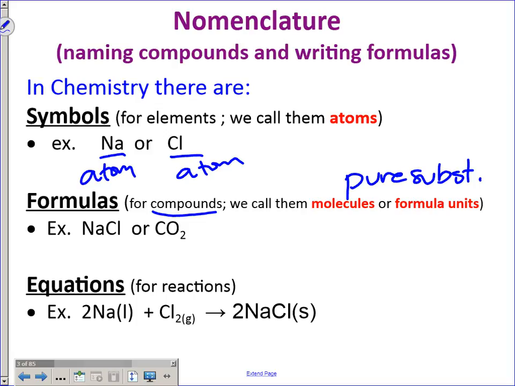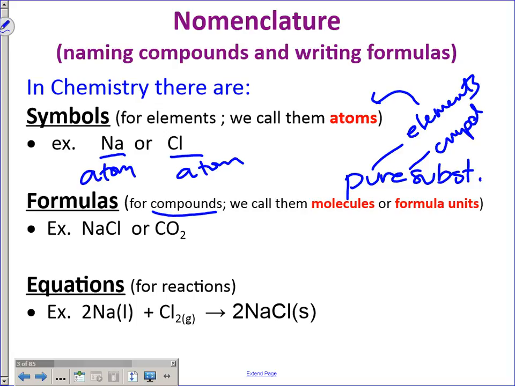Now that we know those categories, pure substances were initially just elements or compounds. Well, here are our elements up here, just written as a symbol, and here are our compounds as we start to combine the atoms together.